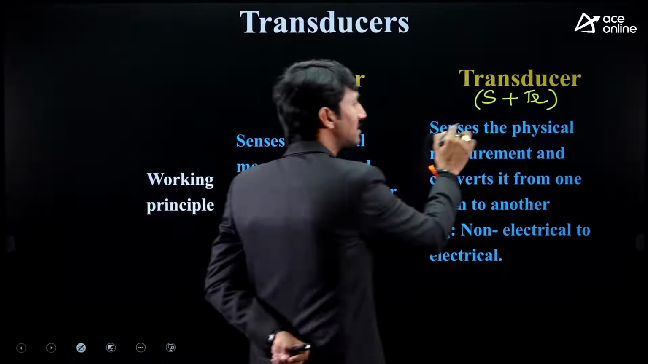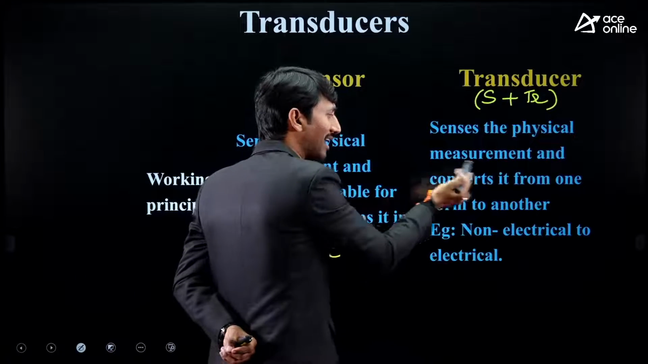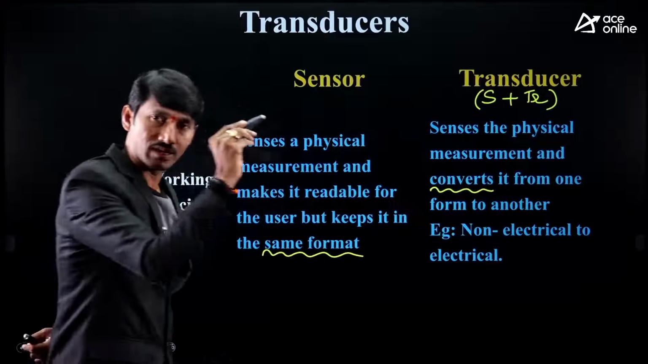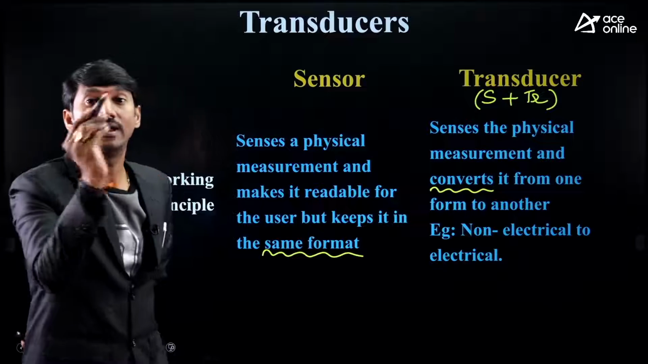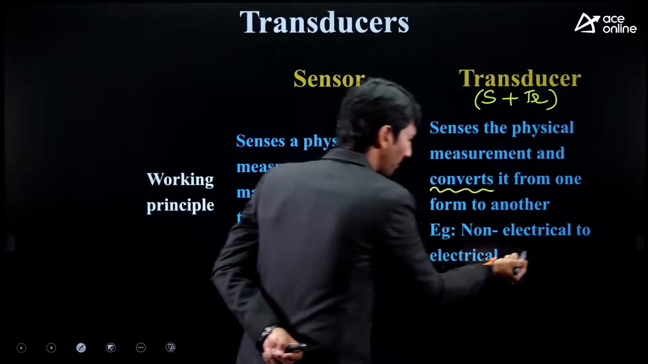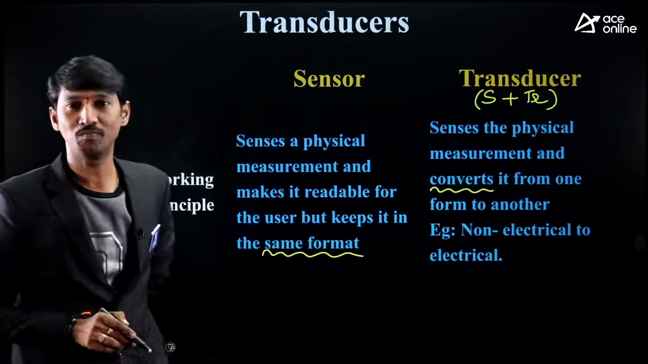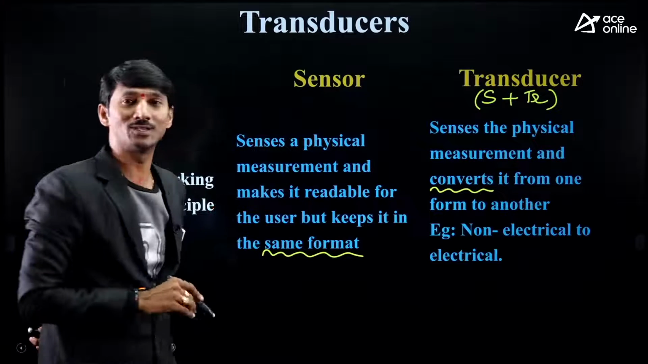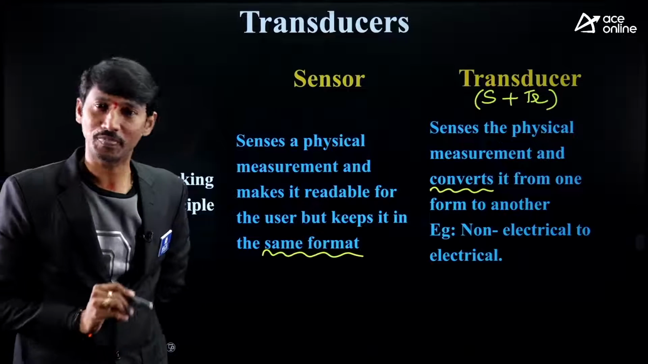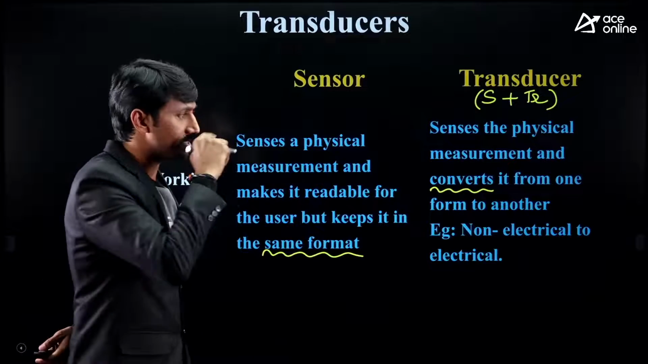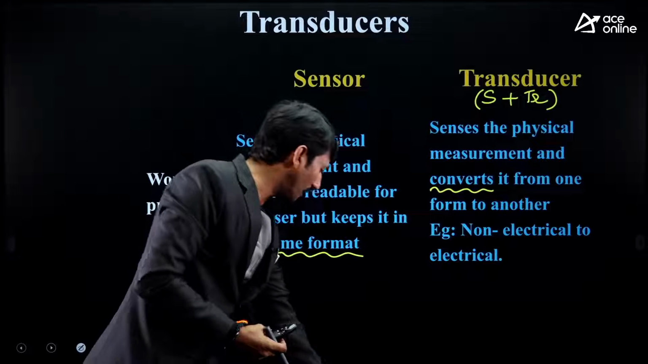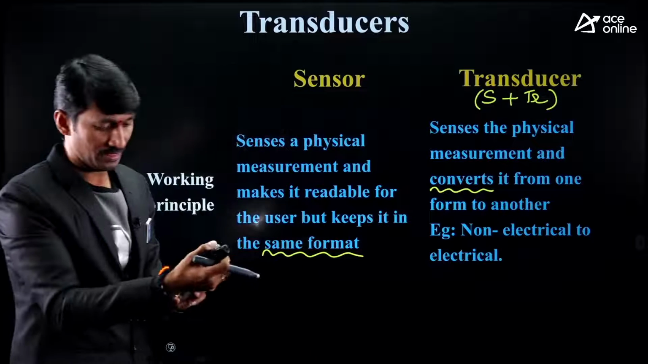It senses the physical measurement and converts. It is very important. It converts the corresponding value into an electrical value, into another form. Example, non-electrical into electrical. This is the clear-cut difference between sensor and transducer. Based on this, I am framing two questions. Those who are on the line, kindly try to answer.